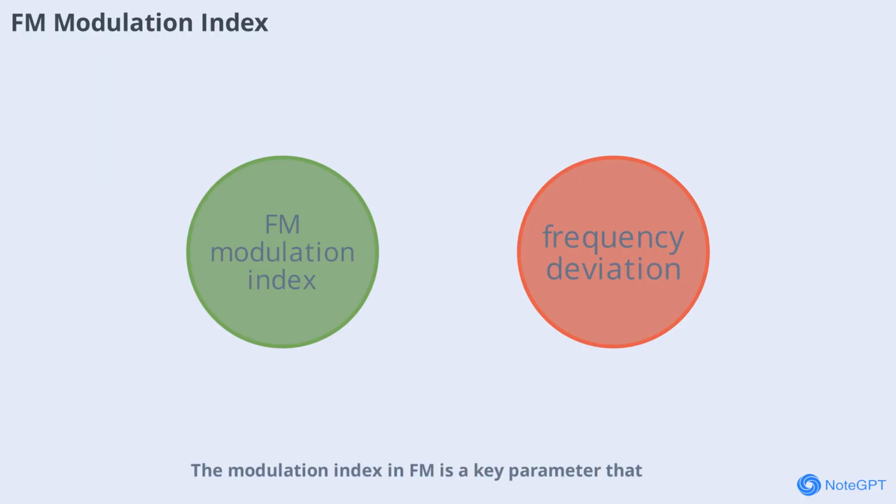Modulation index in FM is a key parameter that determines the extent of frequency deviation relative to the modulating signal. It is defined as the ratio of the frequency deviation to the modulating frequency. A higher modulation index means a wider frequency swing and consequently a broader bandwidth. The modulation index affects both the spectral characteristics and the quality of the transmitted signal.